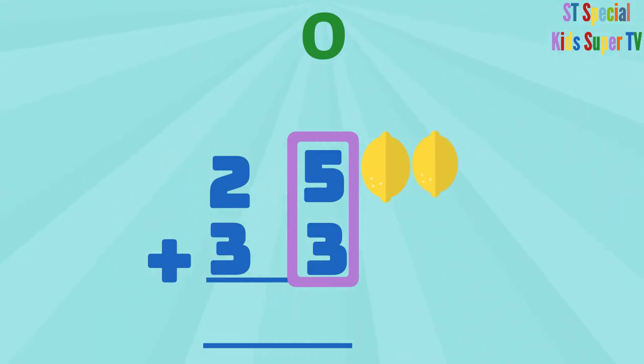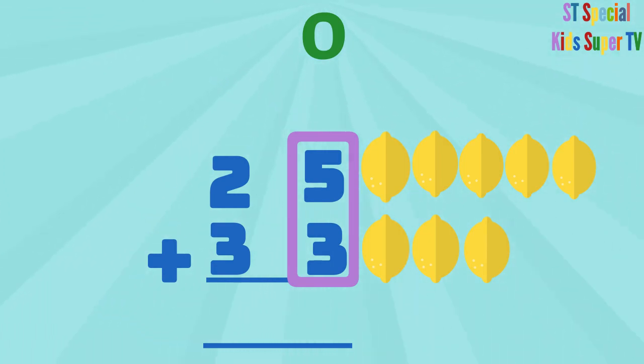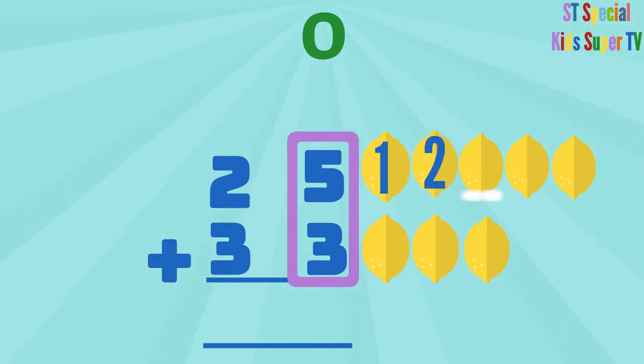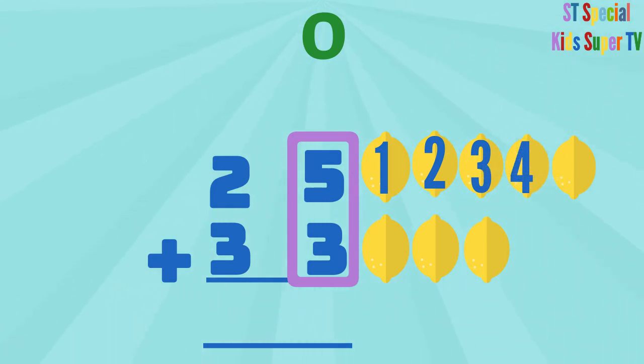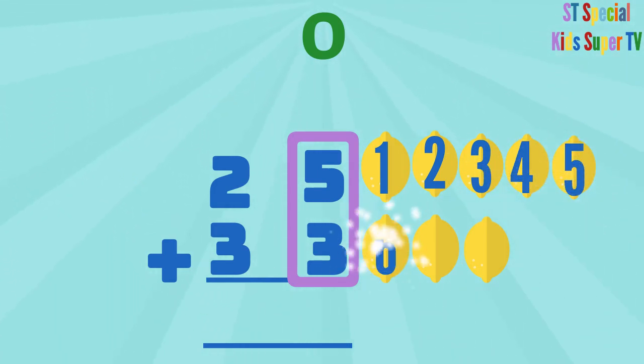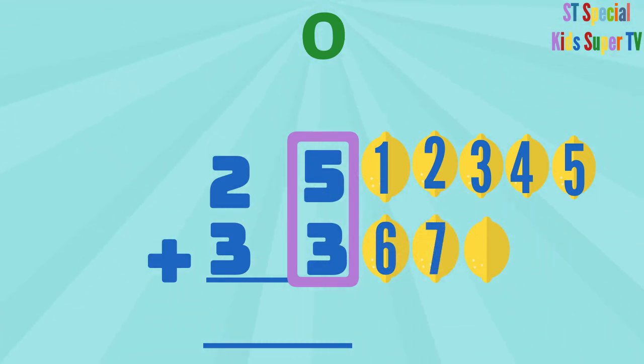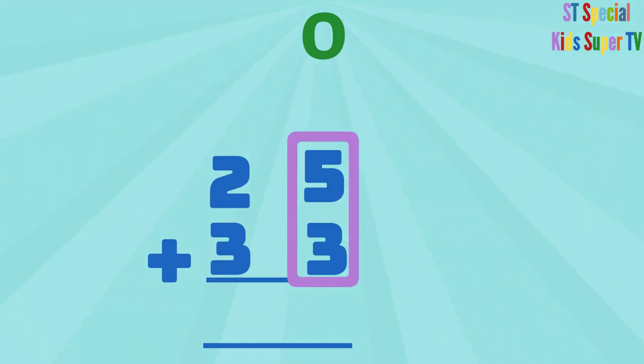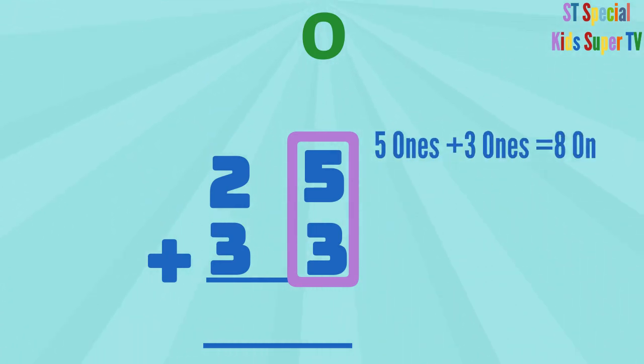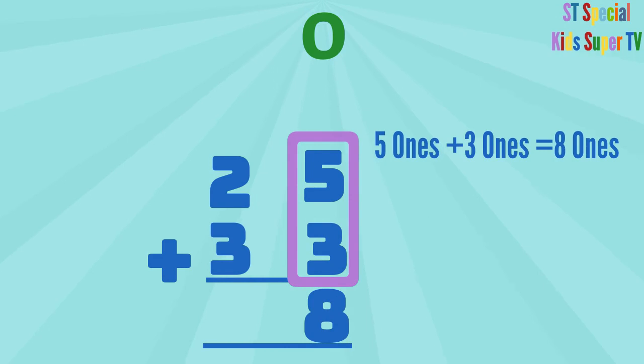Counting 1, 2, 3, 4, 5 lemons plus 1, 2, 3 lemons equals 1, 2, 3, 4, 5, 6, 7, 8 lemons. That means 5 ones plus 3 ones equals 8 ones.